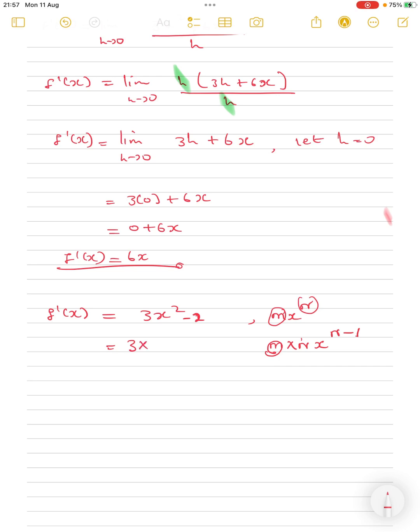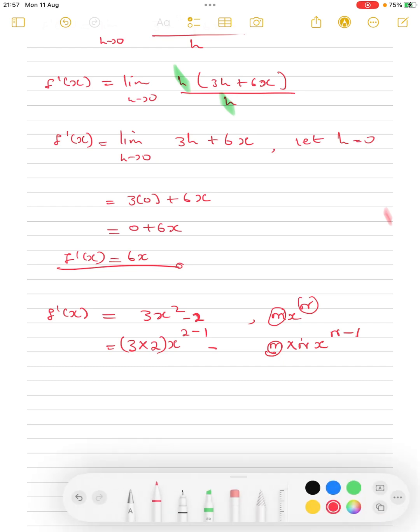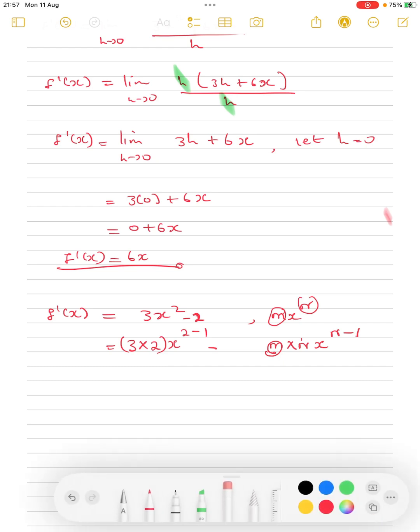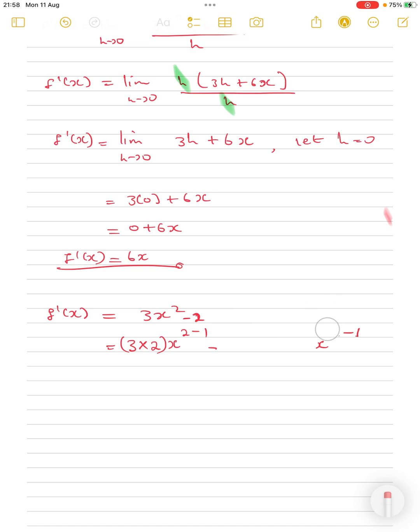So you multiply by 2. And then you have x, and on the exponent you subtract 1. Minus what? If you look carefully here, I just want you to understand why the differentiation of a constant is 0. It's because you have here 2x to the power of 0.